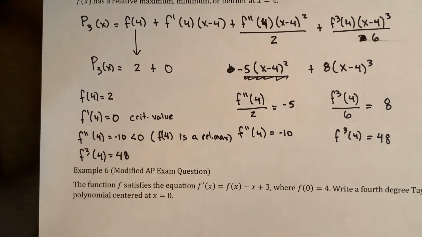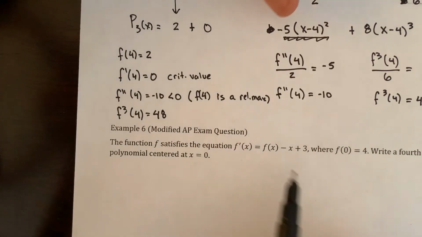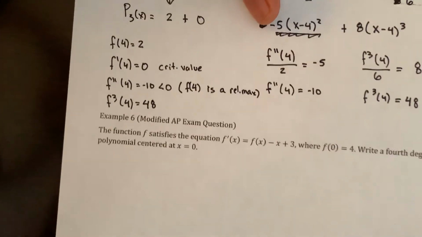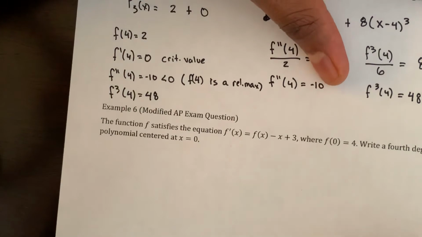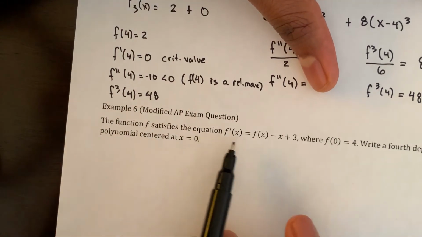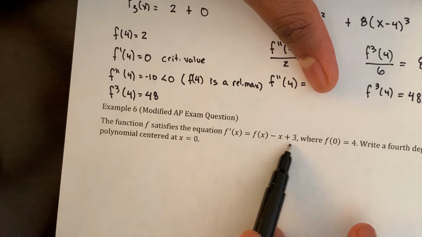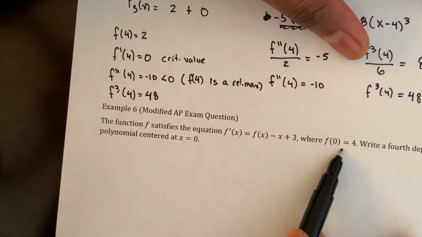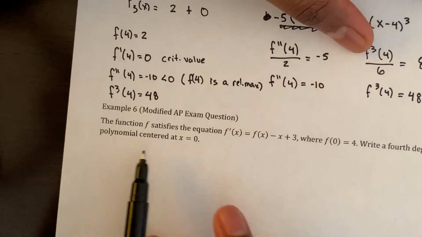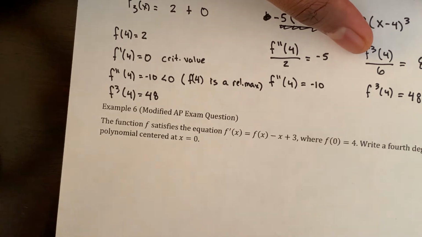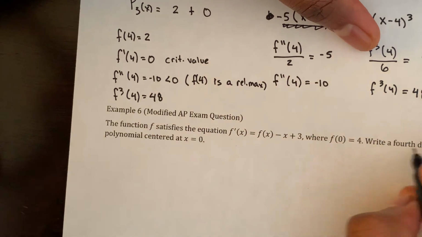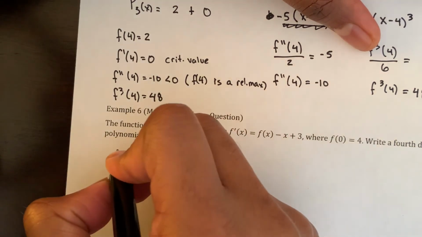So finally, for example 6, it's an old AP exam question that I modified just a bit. The function f satisfies the equation f prime of x equals f of x minus x plus 3. We know f of 0 is 4, and we have to write a fourth degree Taylor polynomial centered at 0, which is just a Maclaurin expansion.